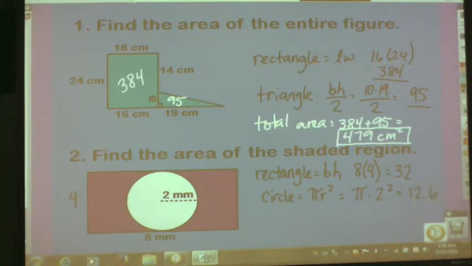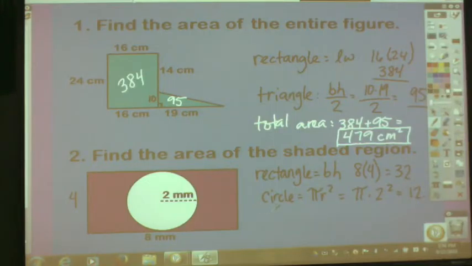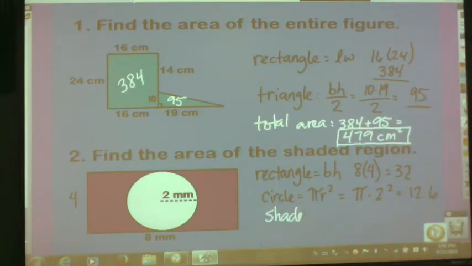Then we need to find the area of the shaded region. Like I mentioned before, we would find the area of the rectangle, which is 32. We are going to have to take away the area of the circle, so we are going to subtract 12.6, and get 19.4. Don't forget, it's millimeters squared. Area is always units squared.